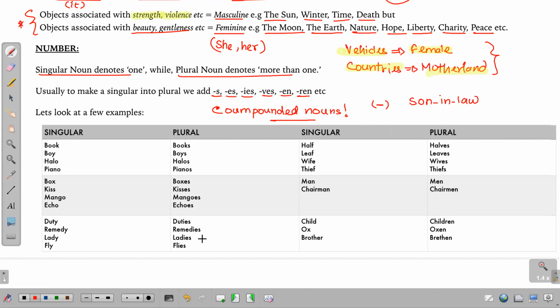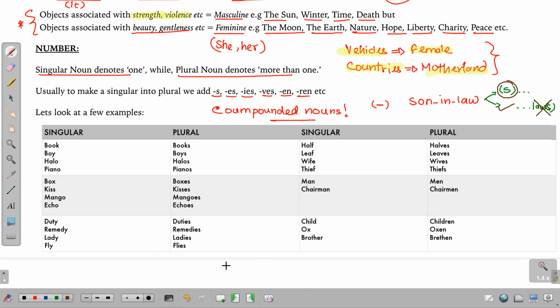Now, when I make a plural for son-in-law, what should it be? Should it be sons-in-law or should it be son-in-laws? I think that is where it brings us to a very thoughtful point. If you go by speaking sense, laws makes more sense, but unfortunately, son-in-laws doesn't exist. Sons-in-law is the correct answer. Now, what's the logic behind it?